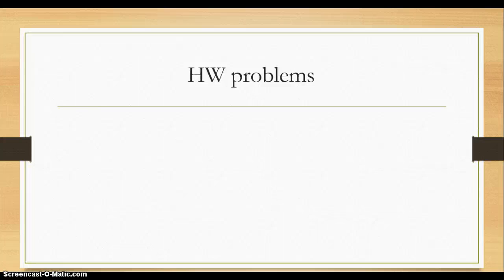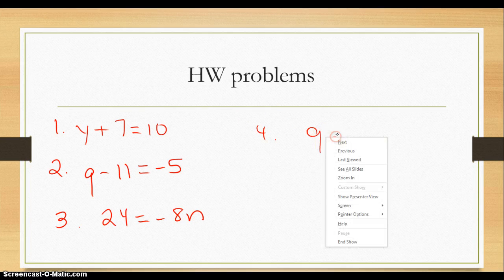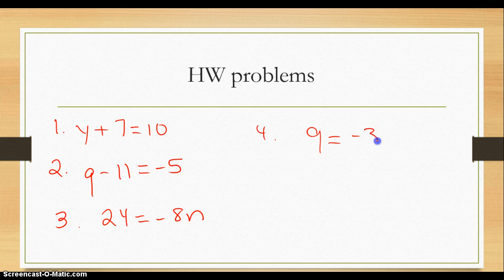Here's a couple problems for you to work on. Number 1, y plus 7 equals 10. Number 2, q minus 11 equals negative 5. Number 3, 24 equals negative 8n. And number 4, 9 equals negative 3 over 4m.